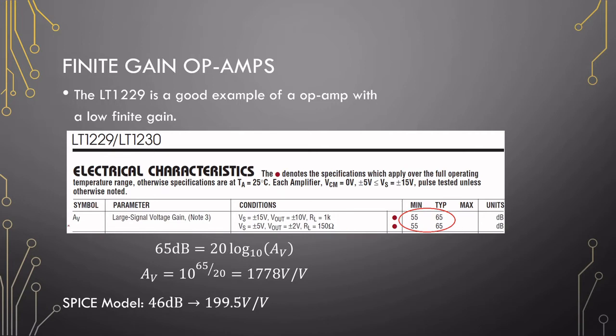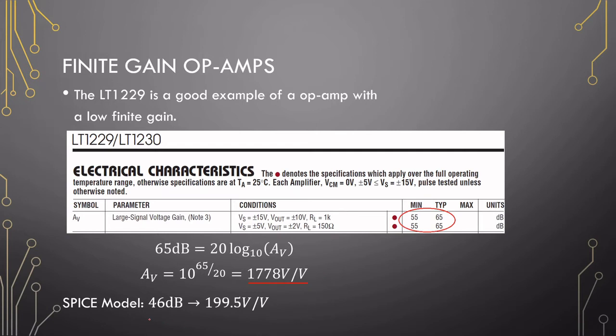Now, if you go and have a look at the data sheet, it says that our minimum and typical gains in dBs is 55 and 65 for this op amp. So converting the 65 dB to volts per volts, that is 1778. So this wouldn't be a problem for a gain of 50.